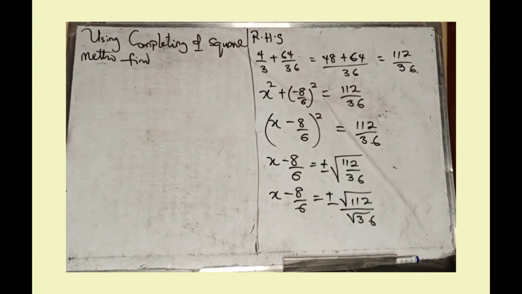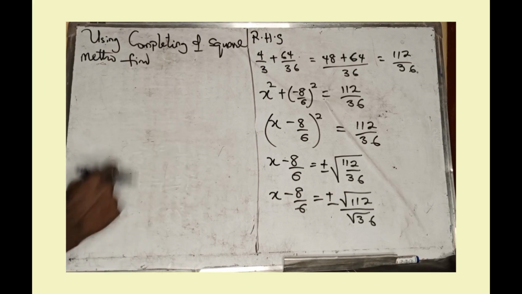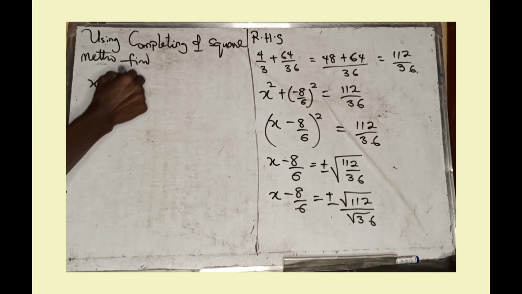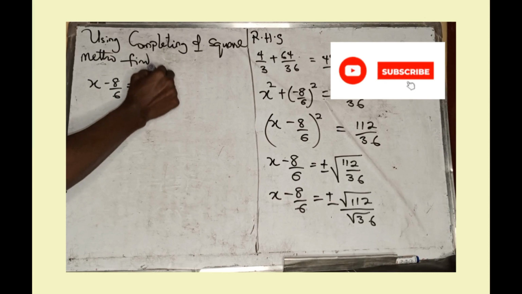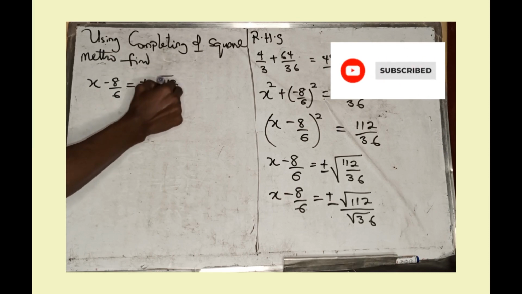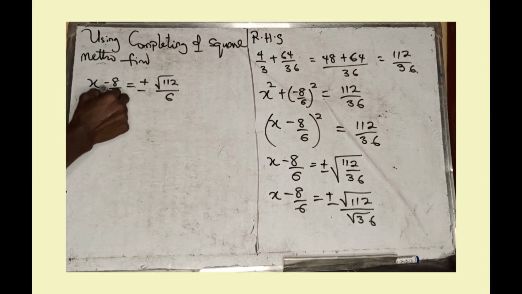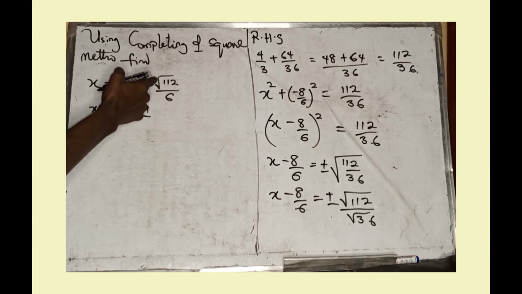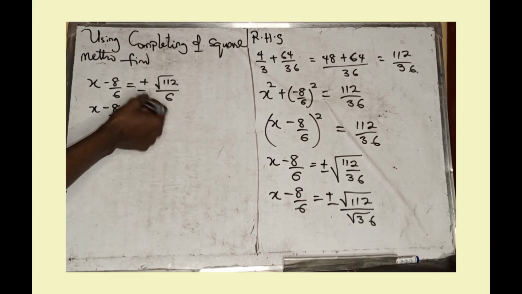Okay, now let's continue. So you see, from this point now, I will have x minus 8 over 6 is equal to plus or minus the root of 112 divided by the square root of 36, which is 6. But I still want to do something here. I would love to leave my numerator in short form. Okay, so it pleases me that way.